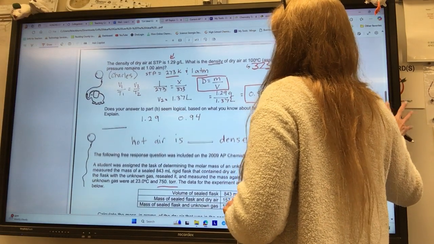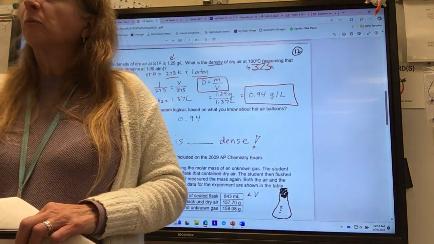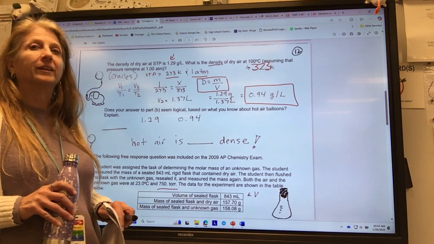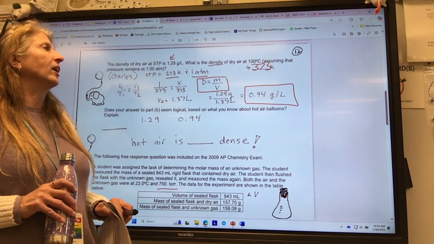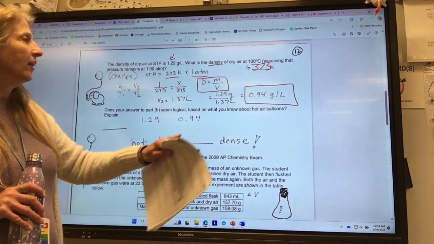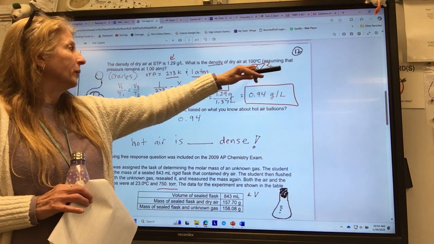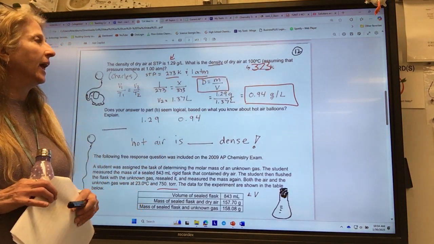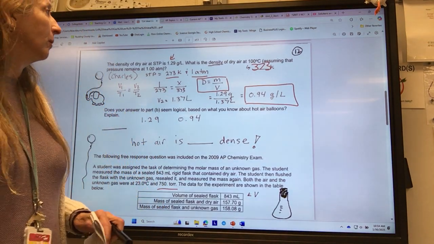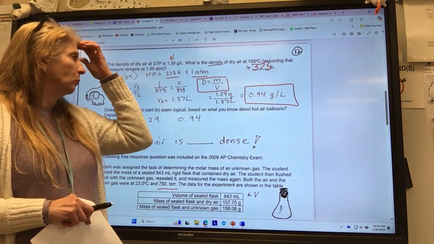All right, so now we were to this one, and this is an AP problem where it says the density of dry air at STP is 1.29 grams per 1 liter. What is the density of dry air at 100 degrees Celsius, assuming that pressure remains at 1 atmosphere? And so we know we always have to change Celsius to Kelvin, so we added 273 and changed that one to Kelvin. Our original thing is at STP. STP is 273 Kelvin and 1 atmosphere.